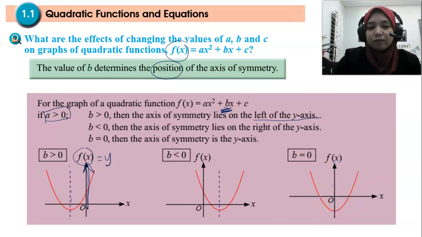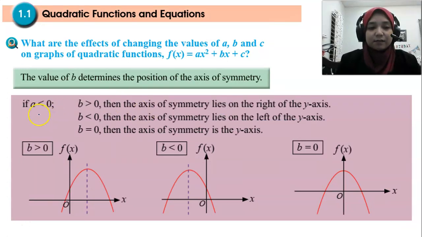Okay, now let's look at when a less than 0. Tadi when a greater than 0, kita ada smile face ataupun yang mangkuk kan. So when a less than 0, kita ada mangkuk yang terlingkup.